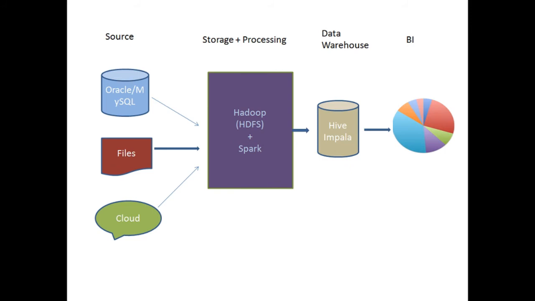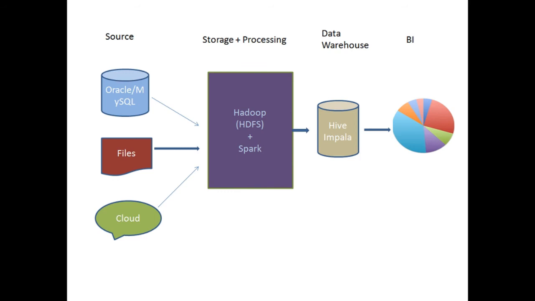Once processed based on business logic, the output will be saved as a Hive or Impala table or HDFS files that will be used by the BI team. This is the flow of a normal Hadoop Spark project. I am considering this is a Hortonworks cluster or Cloudera cluster. This is the flow. You have to explain like this.